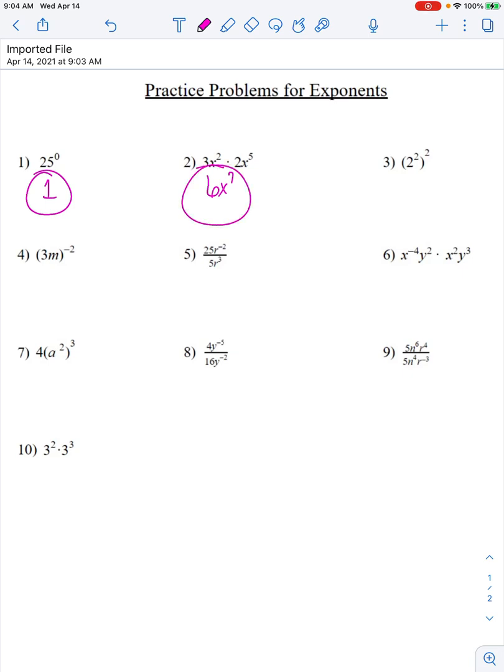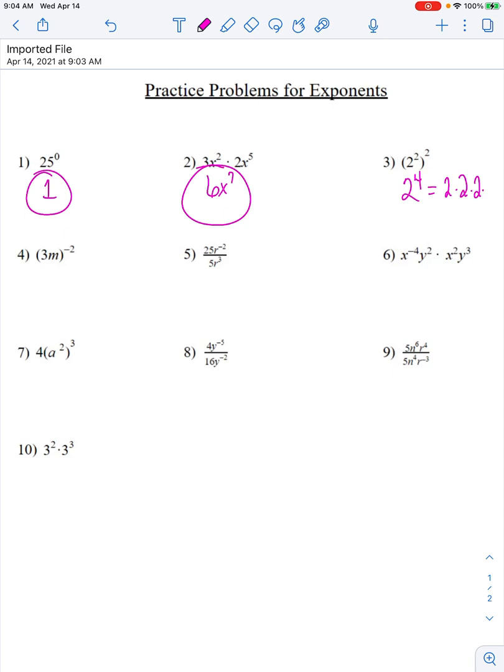Number 3, I noticed the power rule. So what that means is we keep the base and we multiply the exponents. So 2 to the 2nd power, or 2 times 2 is 4. We could either leave it as 2 to the 4th power, or we can multiply that out.